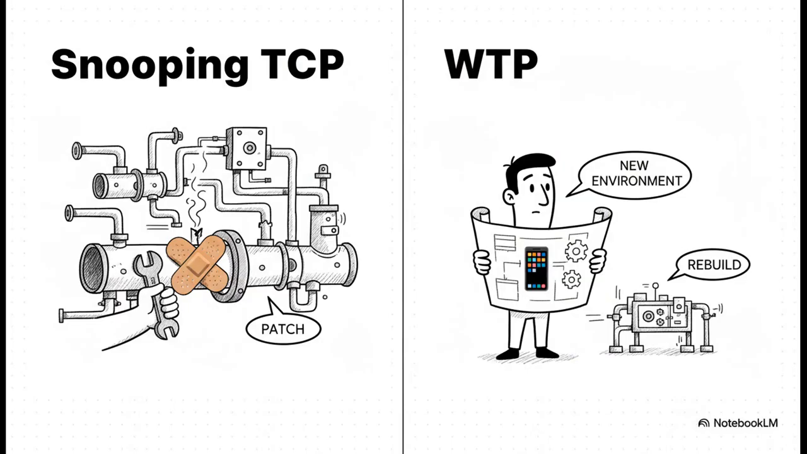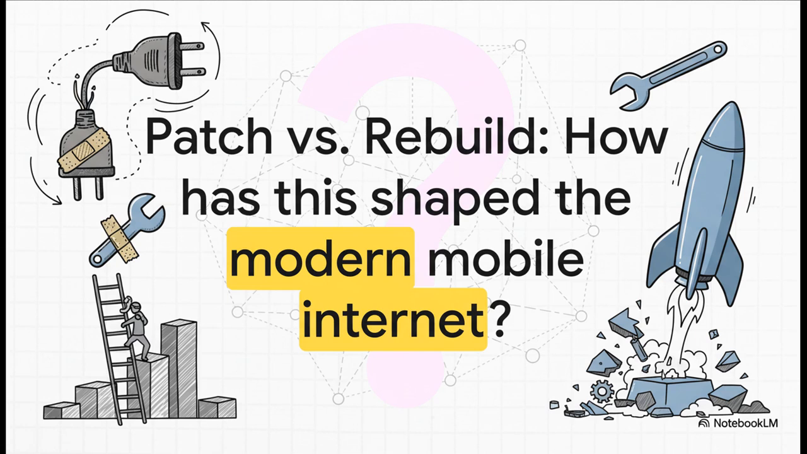So what's the big takeaway here? We've just seen two totally different philosophies at war. On one side, you have Snooping TCP. It's a clever patch, right? An enhancement designed to fix a problem while leaving the main system untouched. And on the other side, you have WTP. It's a total rethink, throwing out the old rules to engineer a brand new solution for a brand new problem. And that leaves us with a final thought. This fundamental tension between patching an old system to keep things compatible versus building a new one from scratch to make it perfect. This is a battle that plays out over and over again in technology. How do you think that push and pull has shaped the mobile internet that you use on your phone every single day?